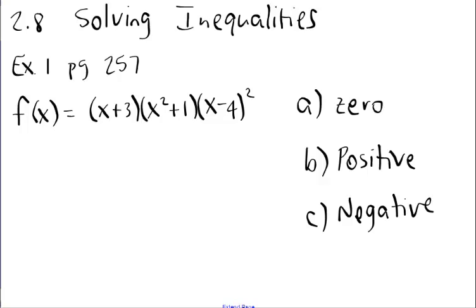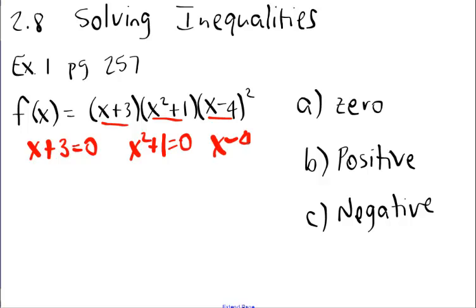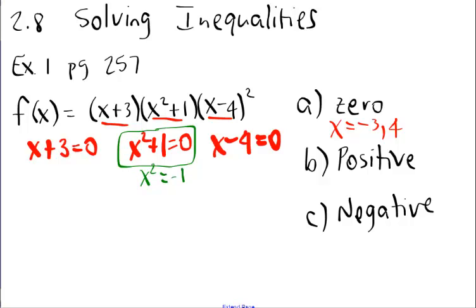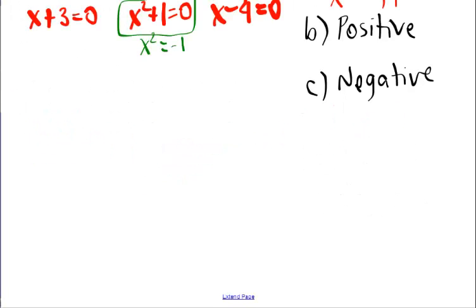And so what we're going to do for the zeros is we're just going to look at each piece right here and set each piece equal to 0. So x plus 3 equals 0. X squared plus 1 equals 0. X minus 4 equals 0. And you work all of those out. So where do you get 0? When x is negative 3 and 4. Right here, this one will never happen, because you're going to end up with x squared equals negative 1, and we're not worried about imaginaries. And then we're going to create a sign chart with this information.